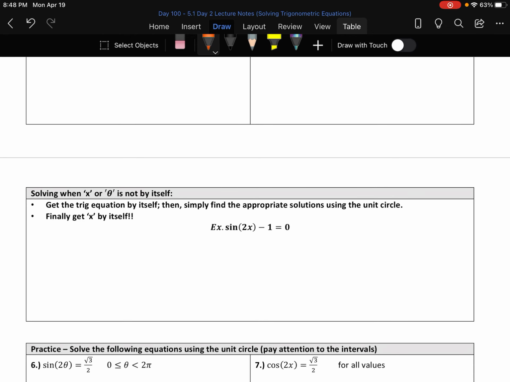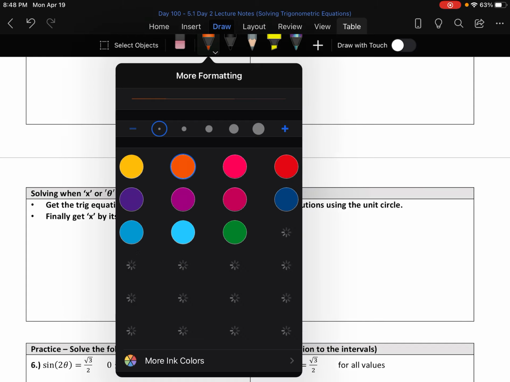Solving when x or theta is not by itself. You want to get the trig equation by itself, just like we did in the previous examples, and then you want to simply find the solutions using the unit circle, just like we did in the previous example, and then get x by itself. So let me show you what I mean.